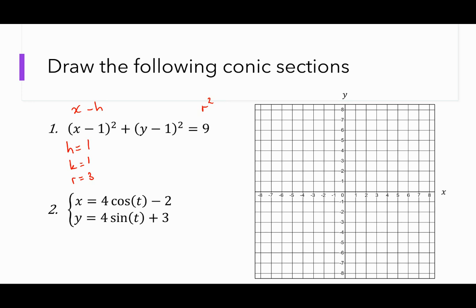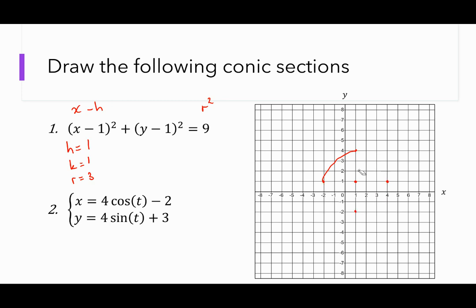Using that, we are going to plot the center and then the radius for our circle. Let's do that now. So here's our center, and our radius is just 3 units out in each of our directions. And then we can just very poorly draw some excuse for a circle between them that goes through those 4 points. And then we have our conic.